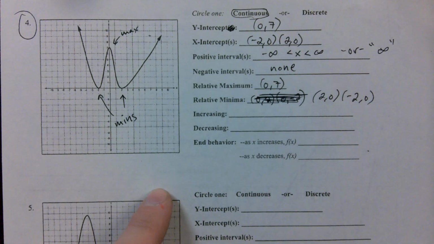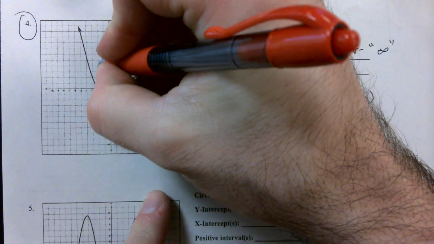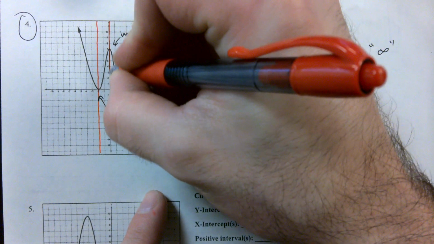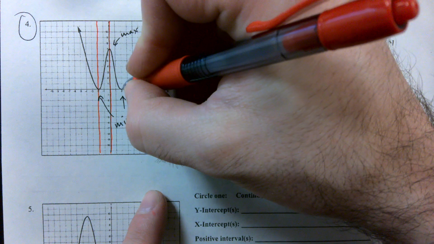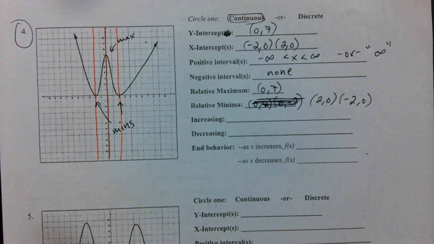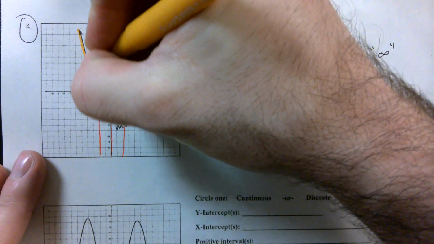Anyway, my increasing and decreasing. Now that's how I'm going to use my max and min, right? So I'm going to split at my min, I'm going to split at my max, I'm going to split at my min. All right? So this far left part of my function, is that increasing or decreasing? Decreasing.